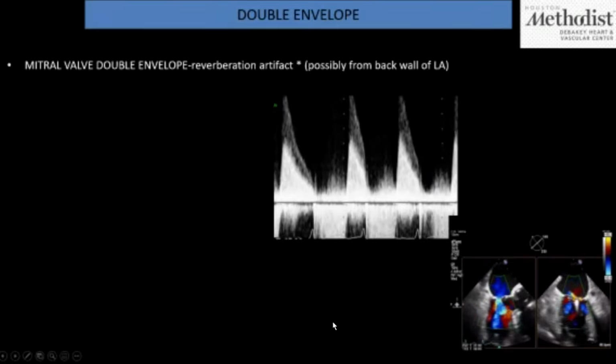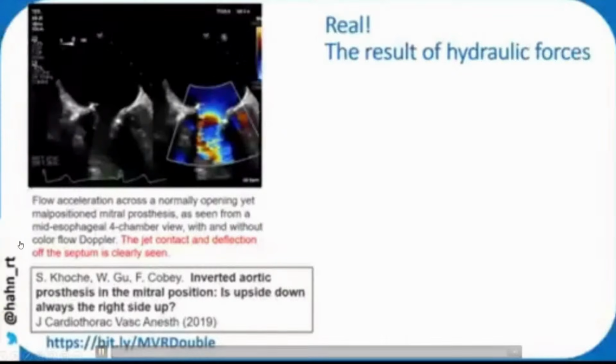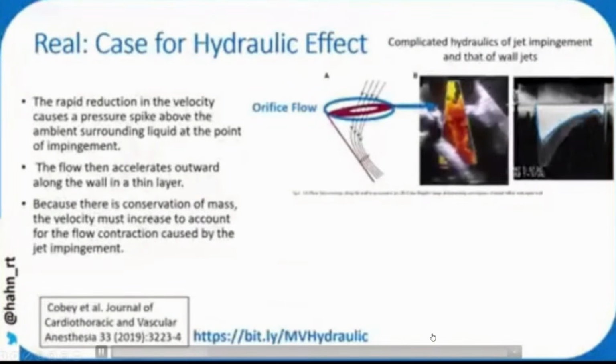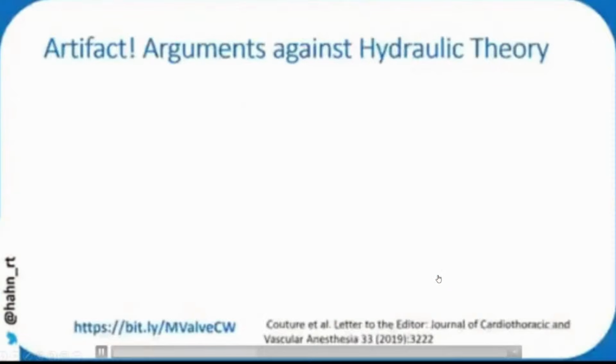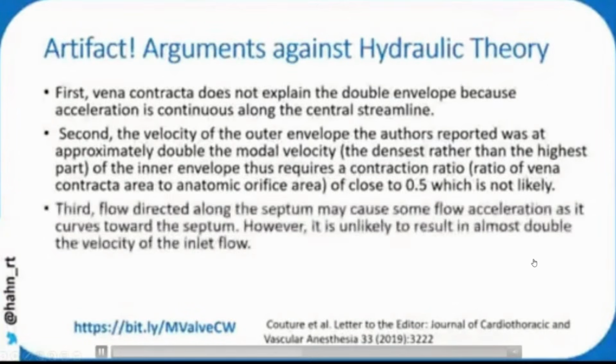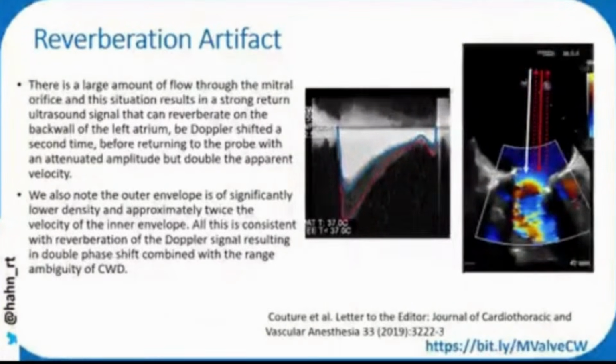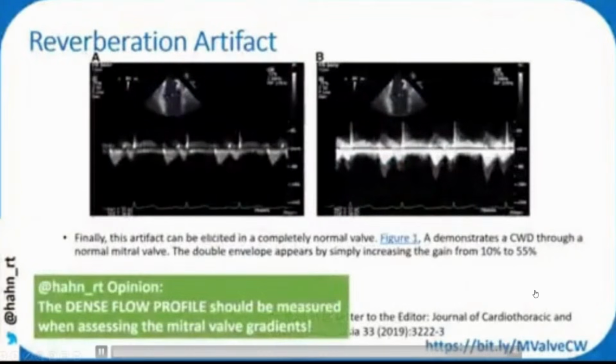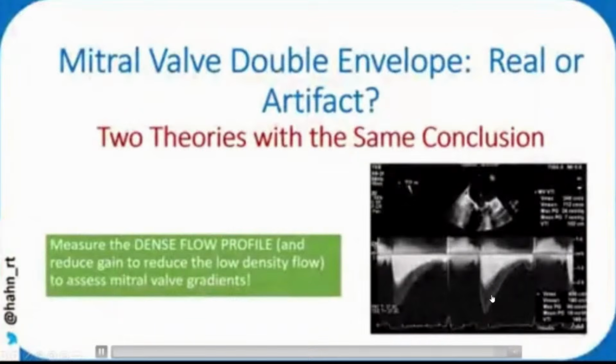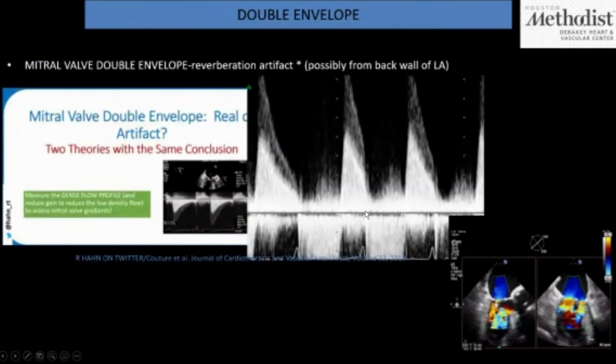Rebecca Hahn recently explained this very well on Twitter, where she demonstrated the duplication of this artifact when the color Doppler gain was doubled. They showed that it was clearly duplicated even on normal mitral valves when they increased the gain. So bottom line, when you see something like this, use the denser velocity, not the modal artifact. So use the inner one, which is more reflective of the true one. And whenever you encounter this on TEEs, try to reduce the gain and alter the imaging plane so that you are avoiding the reflection from the back wall.